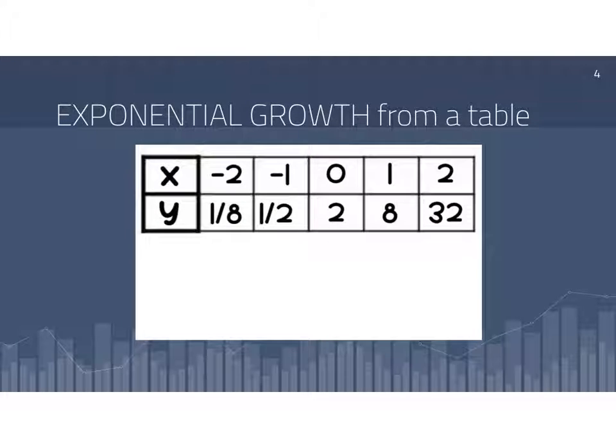So looking at exponential growth from a table, we know that x is going up 1 each time, and we are multiplying by 4 each time. So b is going to equal 4. So in my initial value, I'm going to find where x equals 0. So then the equation for this function would be y equals 2 times 4 to the x power.